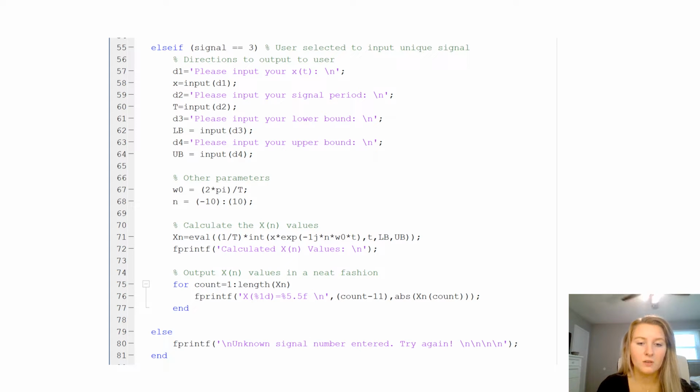Else if signal equals 3, this is for if the user selected an arbitrary signal, so the preset values do not exist, and so it actually prompts the user to input their signal, the signal's period, and then the upper and lower bounds. Again, after that, the math and output statements are done the exact same way as the other two. But then you'll finally see my if statements close with an else statement that says unknown signal number entered. So if a user does not enter 1, 2, or 3, it will output this error message.